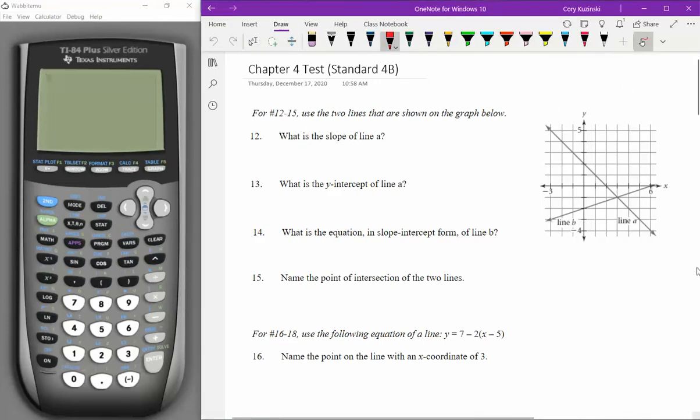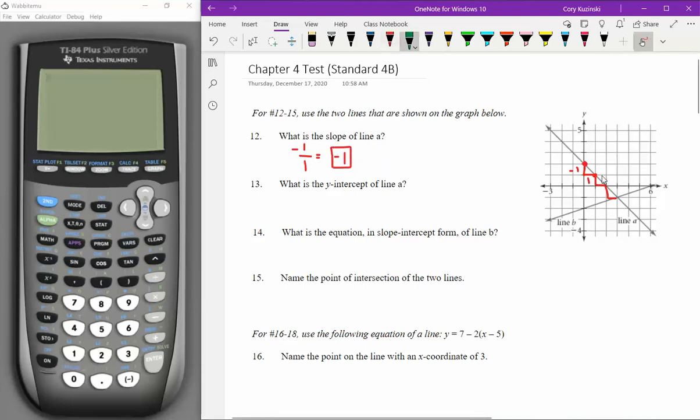So line A is this one going down here. I can see it starts right there, goes down one, and right one before it hits the line again. Down one, right one, down one, right one, so on and so forth. So the slope is -1 over 1, which we always would just simplify to -1.